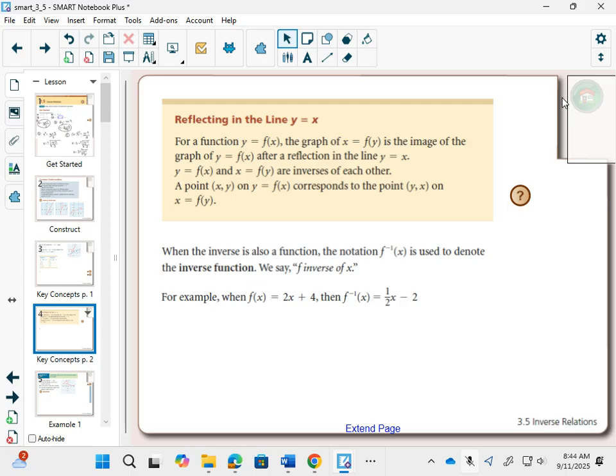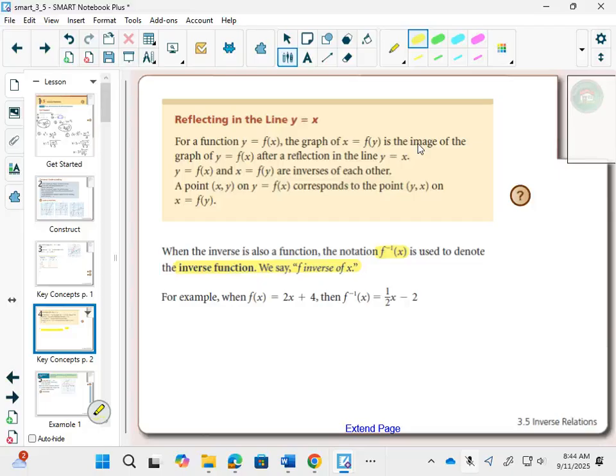This is the top of page 237. Okay. I'm going to highlight some notation. So here's the notation for the inverse function. We say f inverse of x.